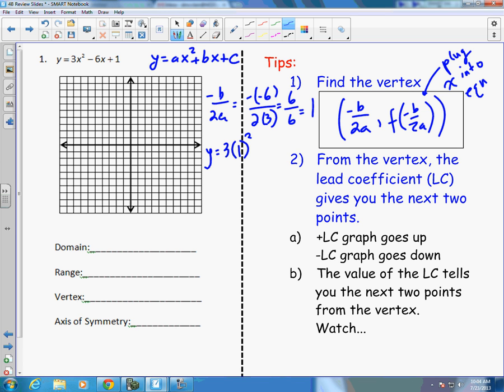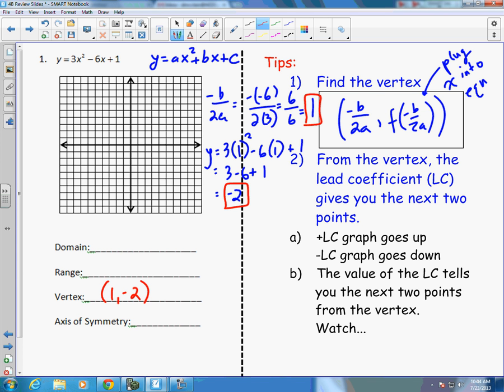This is what you're actually doing. All I do is plug it in. So my x coordinate is 1. My y coordinate is what I get when I plug it in to the equation. So that ends up giving me 3 times 1 squared is 3, minus 6, plus 1. 3 minus 6 is negative 3, plus 1 is negative 2. So my y coordinate is negative 2. So my xy vertex is 1, negative 2.